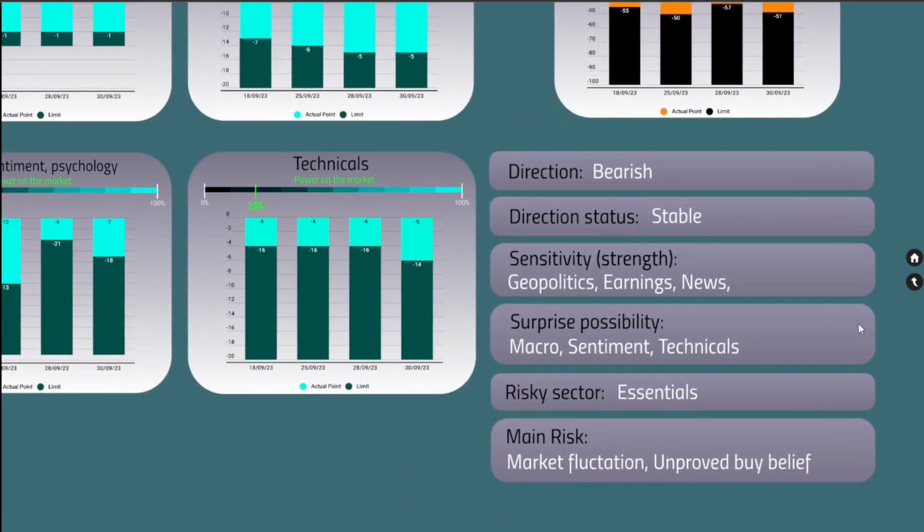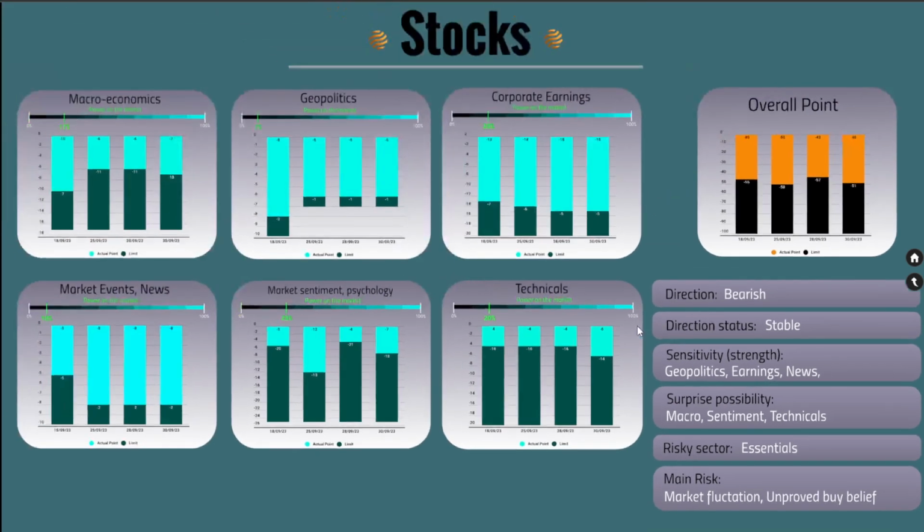So as you can see, the main direction is bearish. The direction status is stable. The sensitivity, so the power of the market, is coming from geopolitical, from the earnings and from news. And the surprise possibility is the macro. As you see, we did not use the power. The sentiment, because we did not use the power. And also the technicals are very dangerous. And all 3 started to decline in the last meeting, in today's meeting. So it's a pretty dangerous signal.